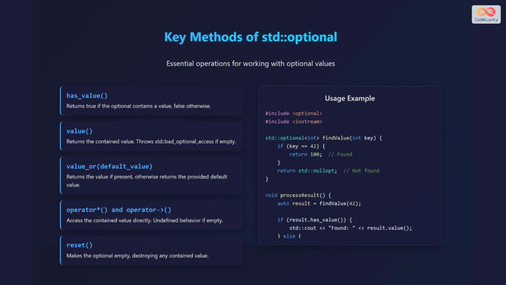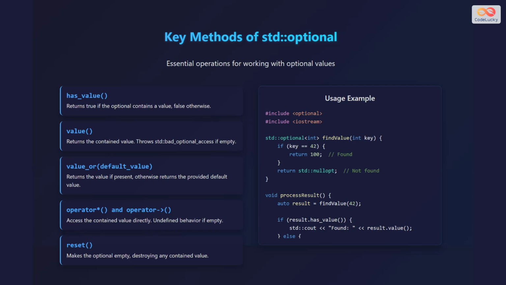Let's explore the key methods of std::optional. The has_value method returns true if the optional contains a value, and false otherwise. The value method returns the contained value, but throws std::bad_optional_access if the optional is empty. The value_or method returns the value if it is present, otherwise it returns a provided default value.